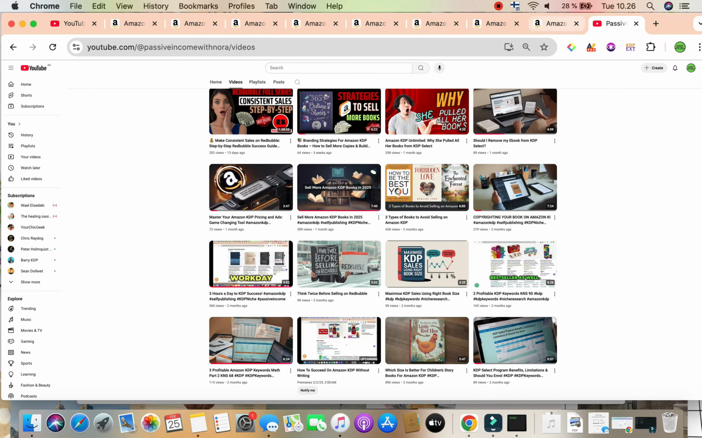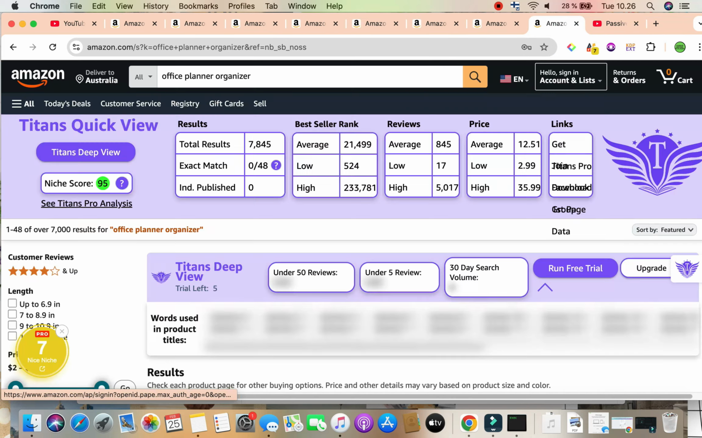So let's get started with the first keyword out of the 8 keywords for the 7 keyword slots. Our first one is Office Planner Organizer, and this is a fabulous keyword to use as part of the 7 keyword slots for any book in relation to it being an office planner. We've got a really strong keyword niche score of 95 by Self-Publishing Titans Chrome extension and a total results of 7,845. Now usually when it comes to any keyword with this kind of metrics, that is for the title or subtitle, I go to anything that is 5,000 and below, the lower the better. But in this case, we're talking about 7 keyword slots. So this is absolutely amazing for that.